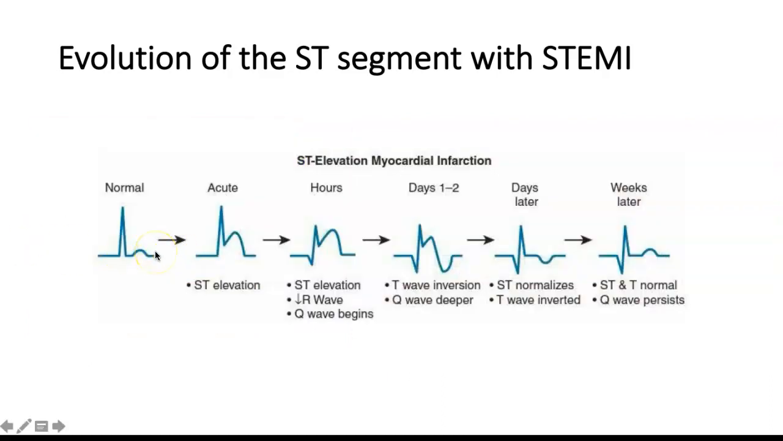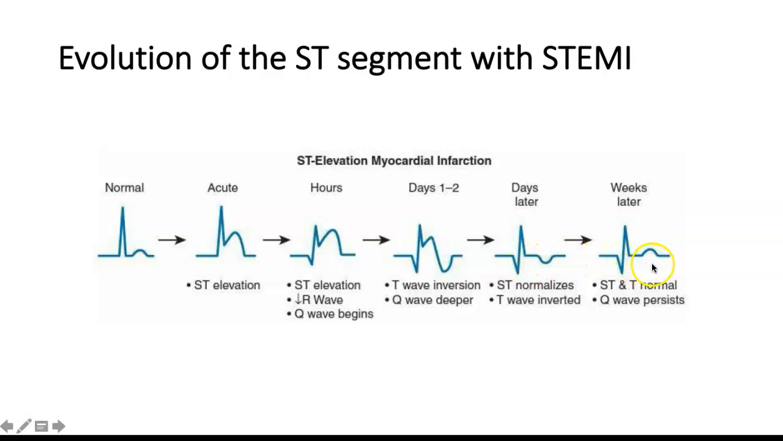The next changes in the tracing with a STEMI are elevation of the ST segment. That happens within a few minutes. Within an hour, ST segment elevation will be present. The R wave amplitude will diminish, and the pathologic Q wave will start to form. In the next phase, over the next 1 to 2 days, the T wave will invert and the pathologic Q wave will get deeper. In several days, the ST segment will normalize and the T wave will invert.